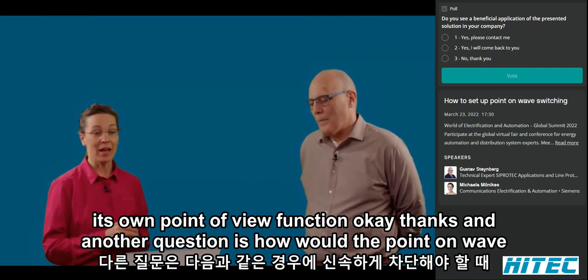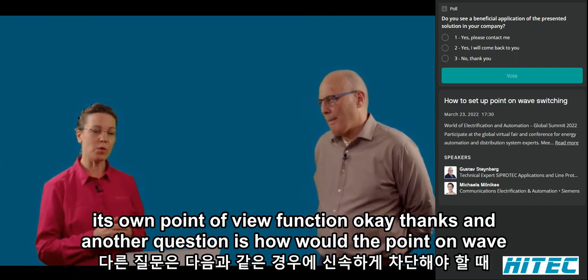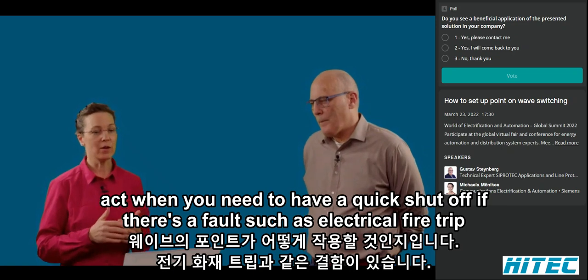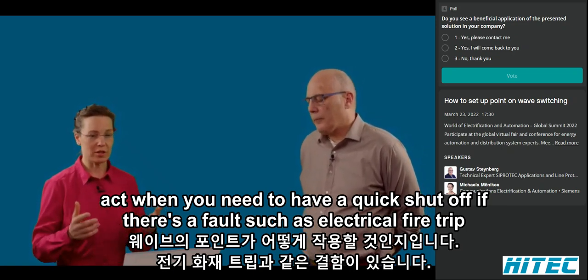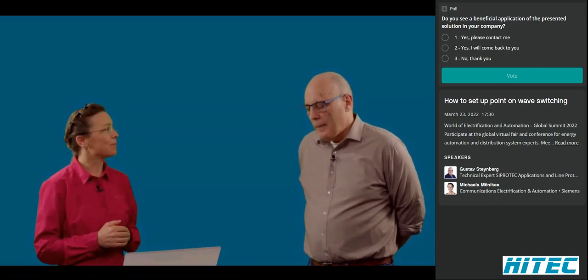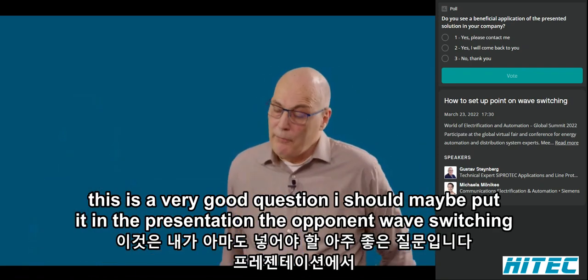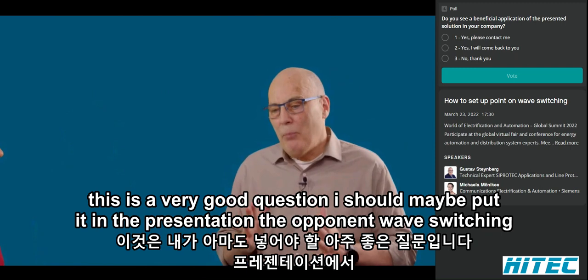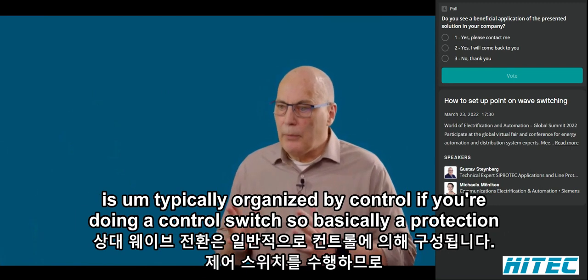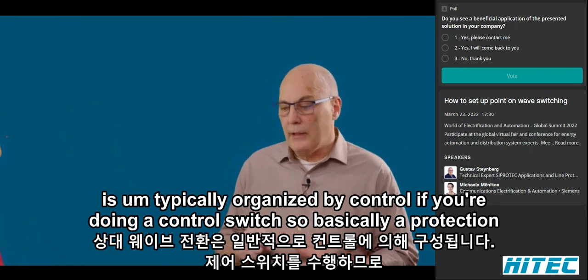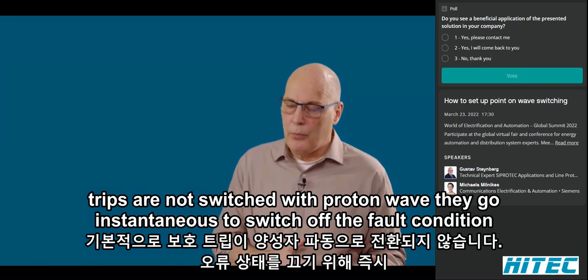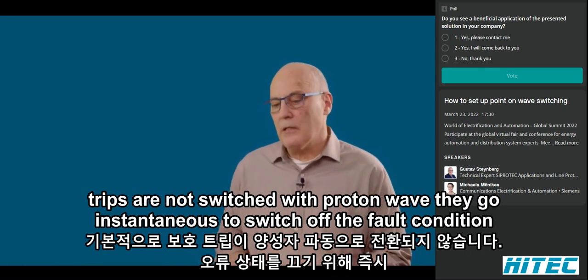Okay, thanks. And another question is, how would the point-on-wave act when you need to have a quick shut-off if there's a fault, such as electrical fire trip? This is a very good question. I should maybe have put it in the presentation. The point-on-wave switching is typically organized by control. If you're doing a control switch, so basically protection trips are not switched with point-on-wave, they go instantaneous to switch off the fault condition.